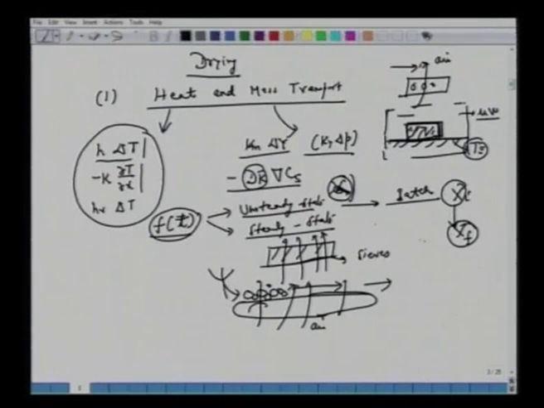Unsteady state typically you have in the case of a batch process. Alright, so that's one thing, the role of heat and mass transfer. Number two, unsteady state or steady state. These are very introductory matters on this topic. You can go through the textbook Treybal and brief yourself about it.